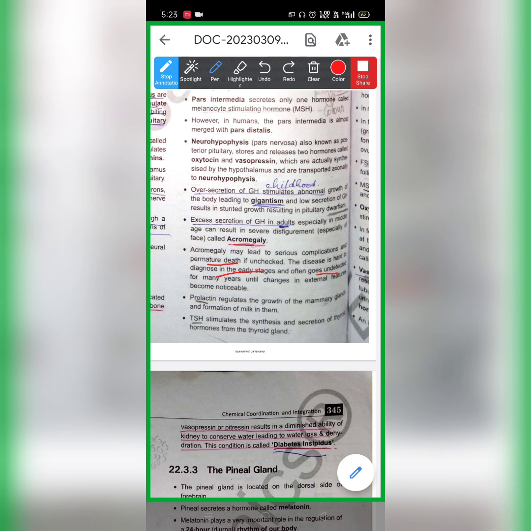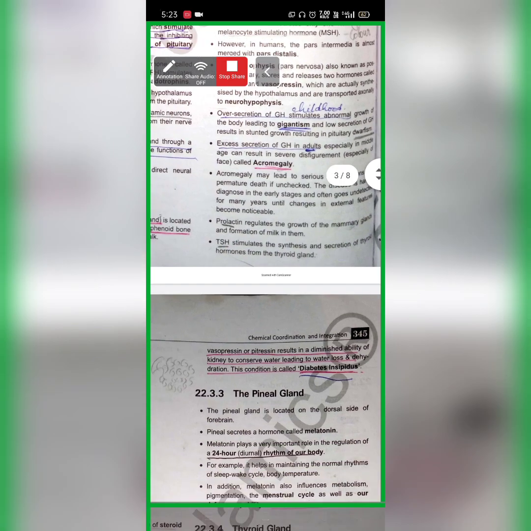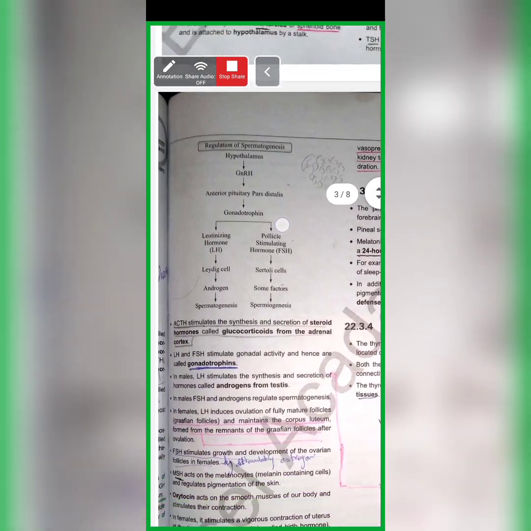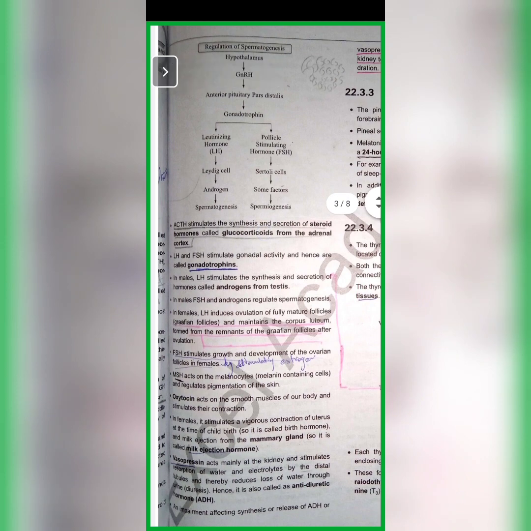Prolactin is the second anterior pituitary hormone, which regulates the growth of the mammary gland in the female, and it helps in the formation of milk in the mammary gland. Coming to the third hormone of the anterior pituitary, the thyroid stimulating hormone, it stimulates the synthesis of thyroid hormone from the thyroid gland. Where is the thyroid gland located? It is located in the neck region.